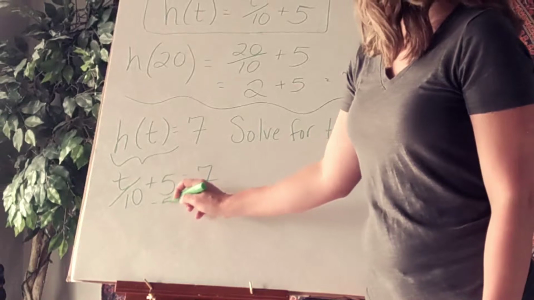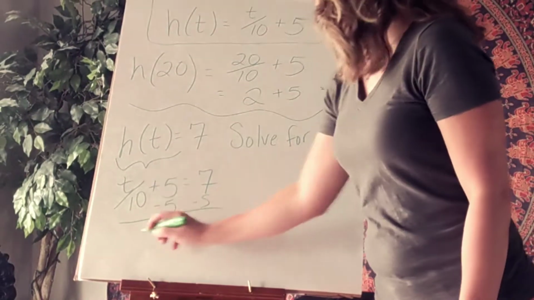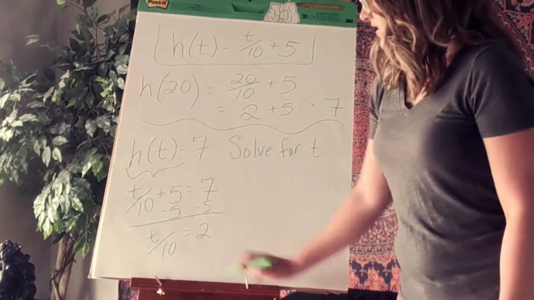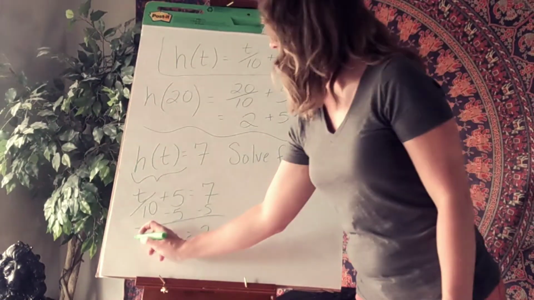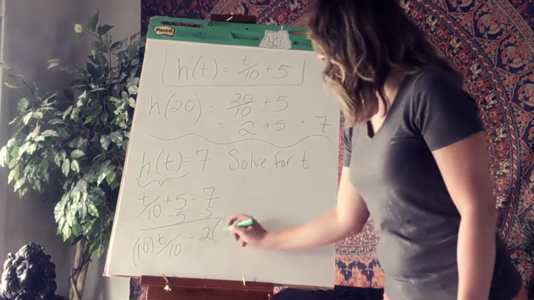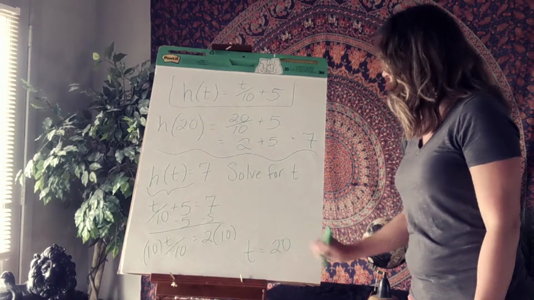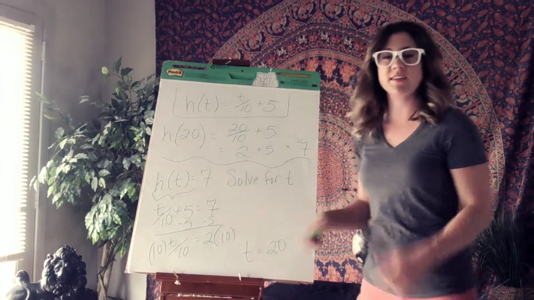Okay, I could subtract 5 from both sides. That gives me t divided by 10 equal to 2. To remove the 10 in the denominator, I can simply multiply both sides by 10, and this leaves me with t equals 20. Okay, which we already knew because we had done this one.